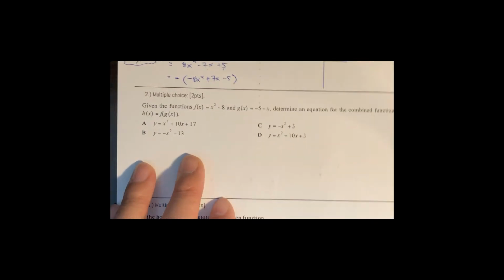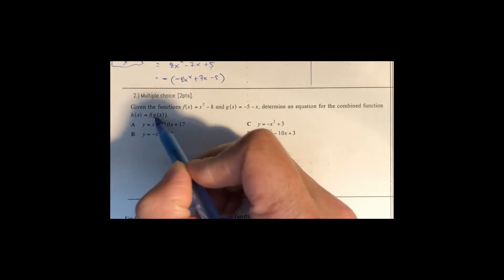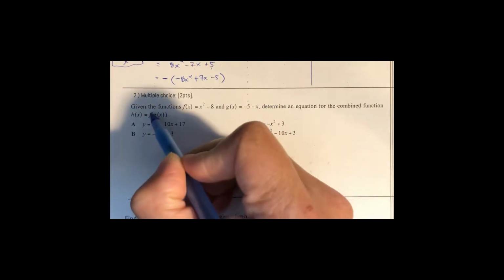All right, number 2. Given the functions f of x equals x squared minus 8 and g of x equals negative 5 minus x, determine an equation for the combined function h of x equals f of g of x. So we talked about going from right to left. And we're going to put the g function, put this in red here. The g function is going to go into the f function.